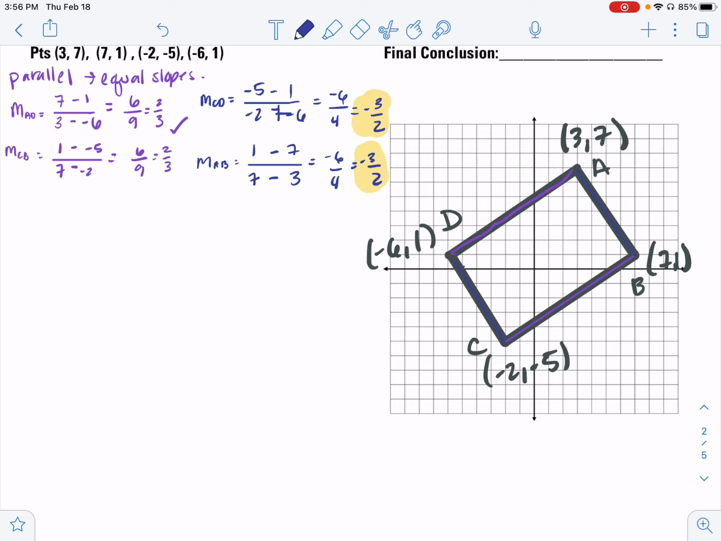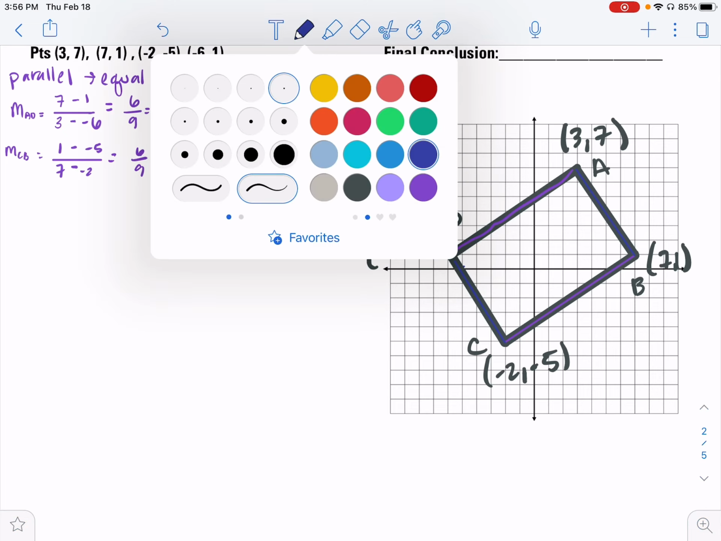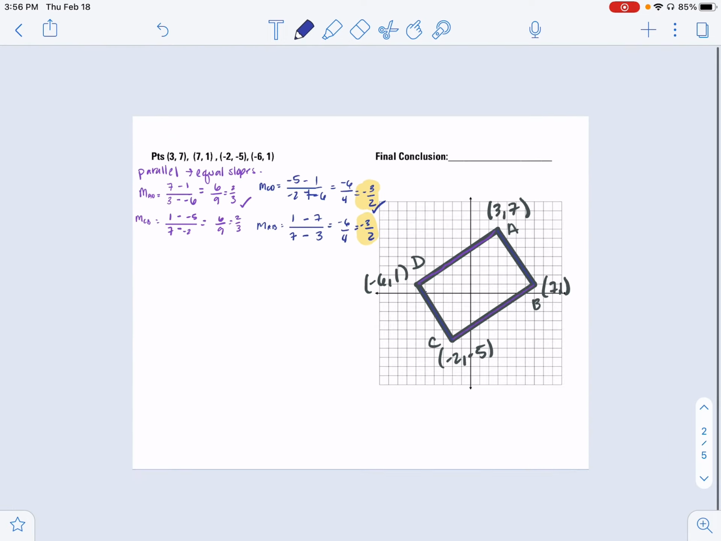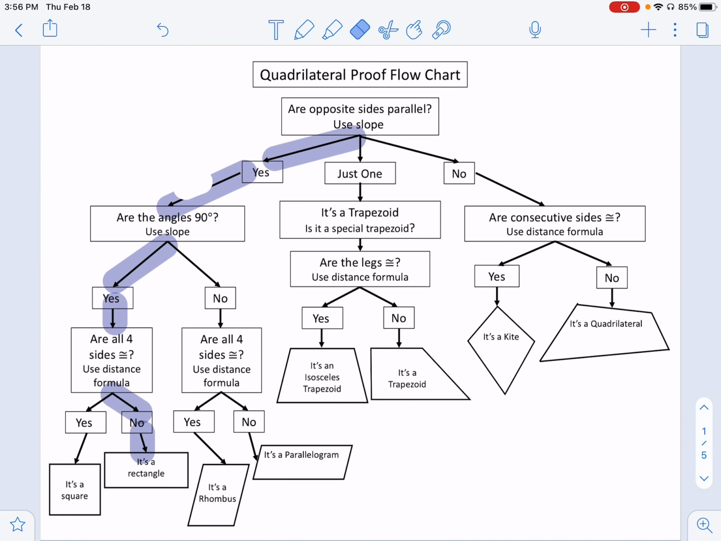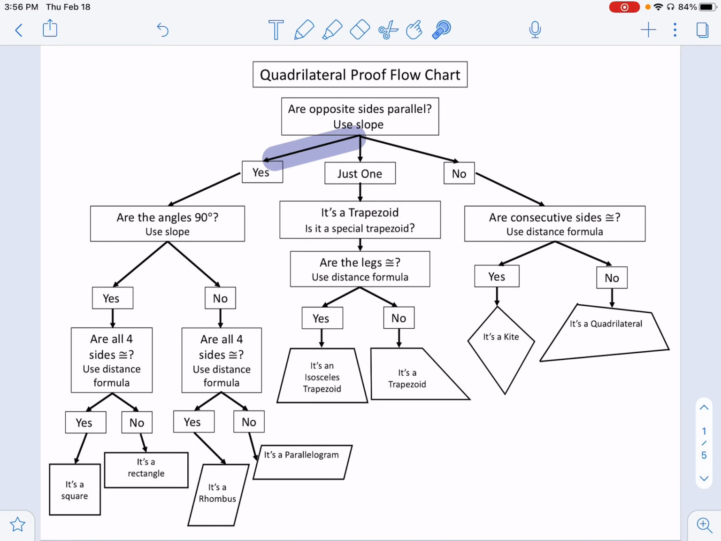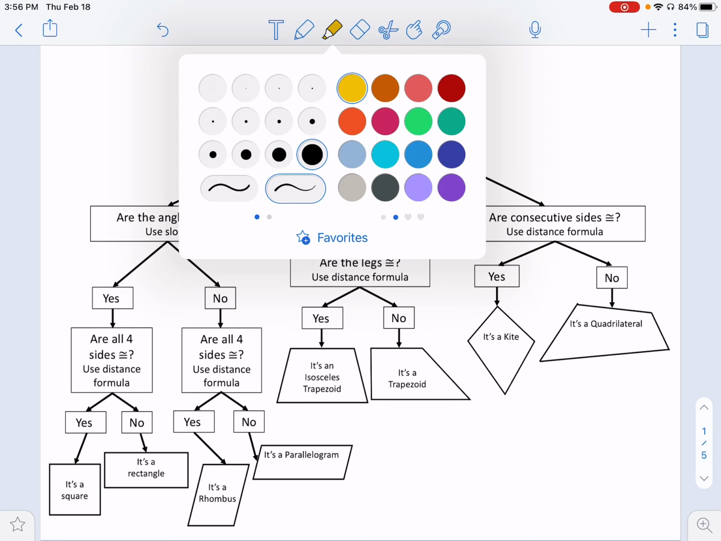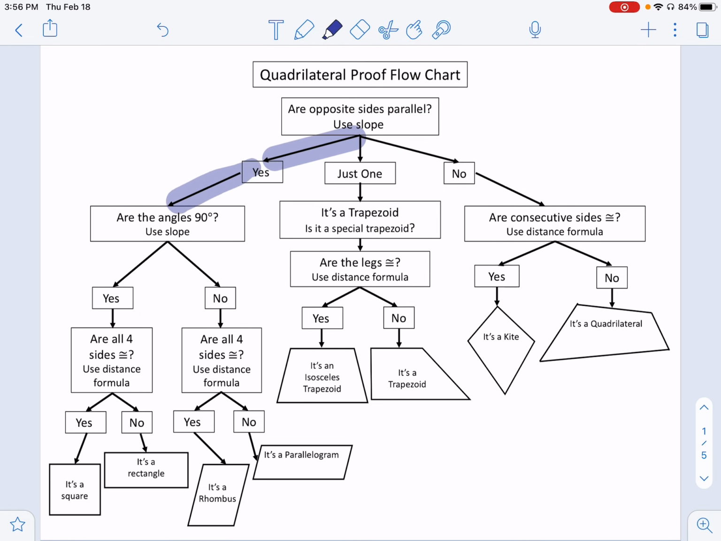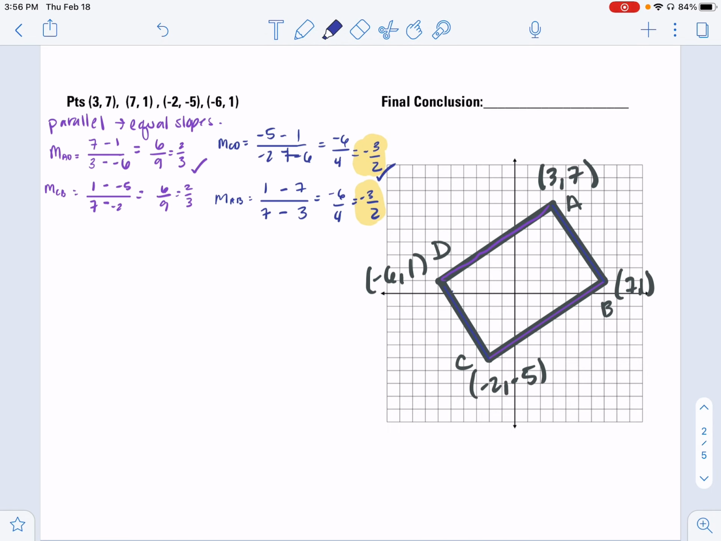-3/2, -3/2, yes, those are parallel. So what we have shown here, if we go back to our flowchart, is we have done this first part. We have said, are the opposite sides parallel? Yes, CD and AB are parallel, and yes, AD and CB are parallel. So we have followed this category, and we're going to keep going here to ask the next question.